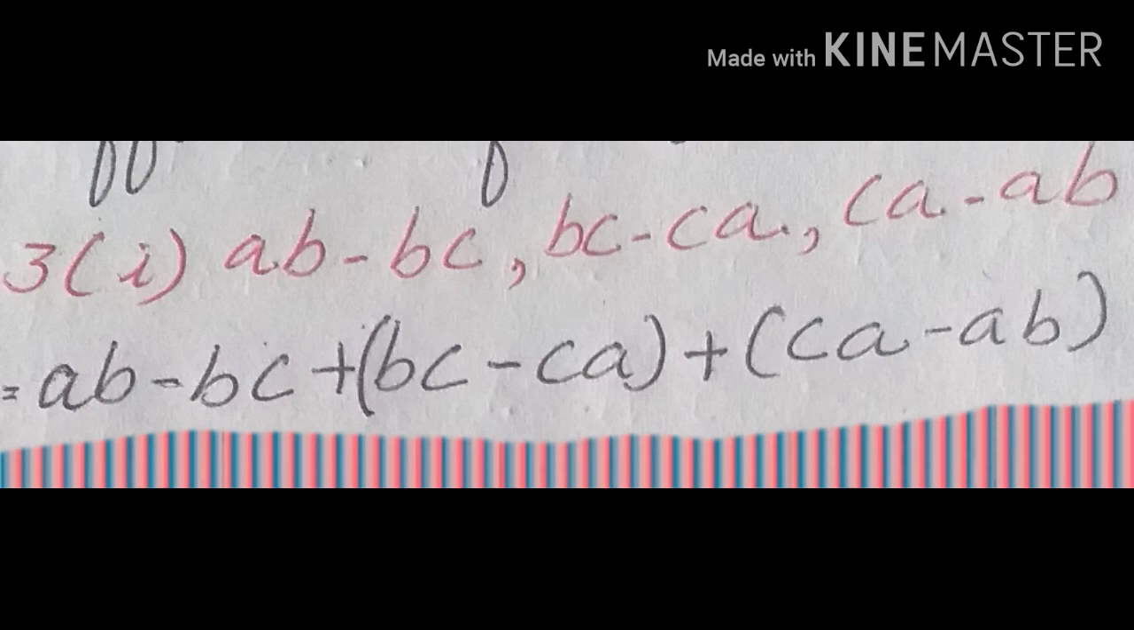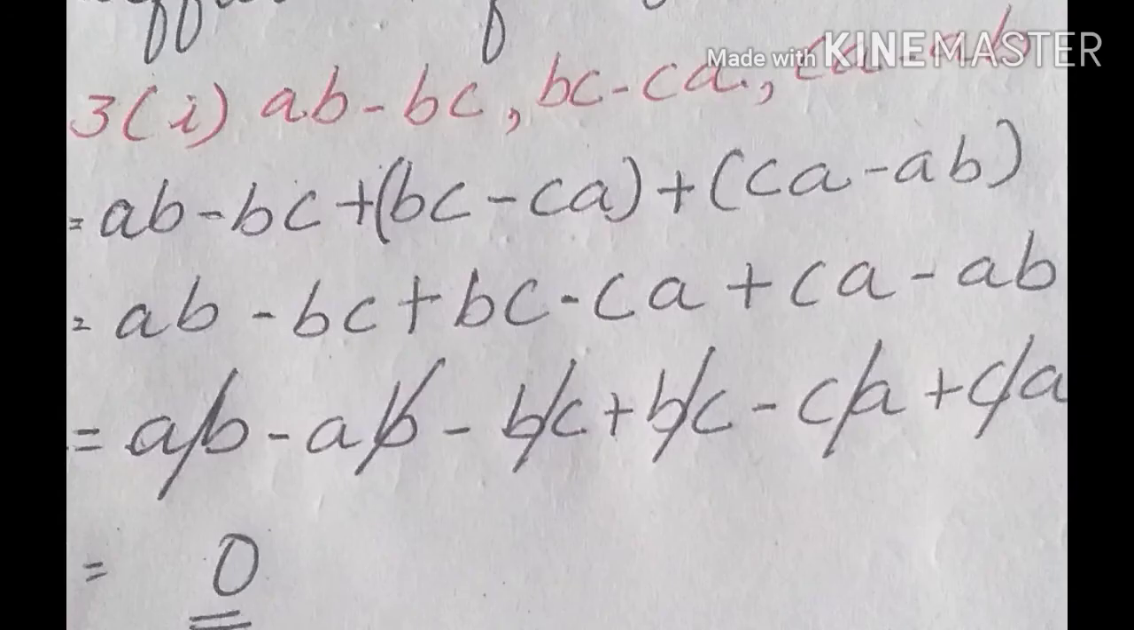Means we have to multiply with the sign. So first we have AB minus BC as it is. Plus into plus will be plus BC. Plus into minus, minus CA. Multiply with plus for the two. Then plus into plus, plus CA. Plus into minus, minus AB. And always you have to remember, while adding and subtracting there should be like terms. That means the variable should be the same.